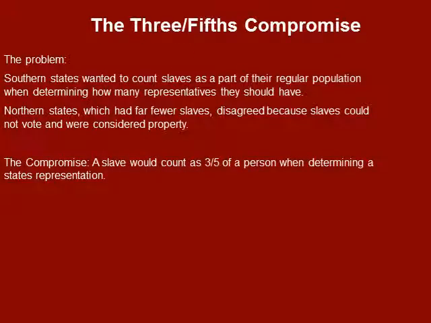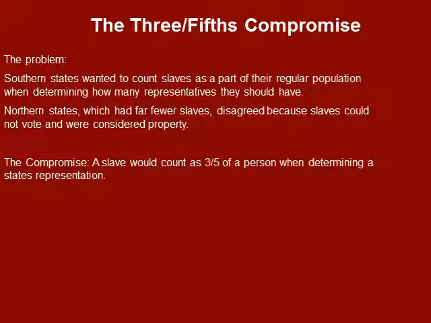Another significant compromise that is certainly worth noting, and obviously becomes a point of contention as our country moves forward throughout history, is the Three-Fifths Compromise. When it came to counting population and apportioning representation in the new Congress, southern states wanted to count slaves as part of their regular population. However, northern states, which at the time had far fewer slaves, disagreed with this because they thought that slaves could not vote and were considered property and therefore shouldn't be counted when determining representation.